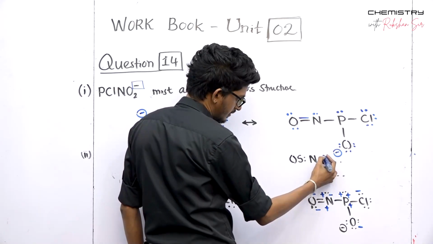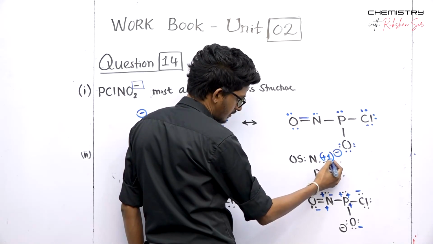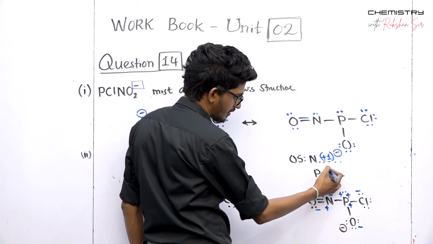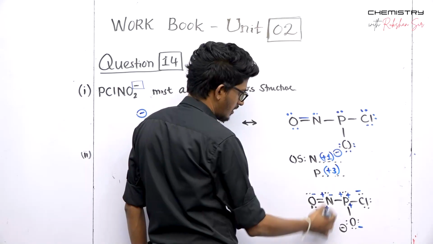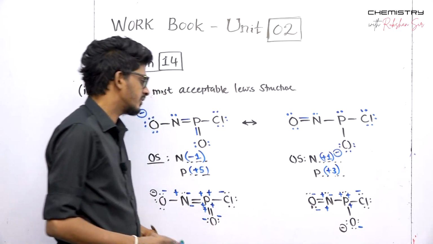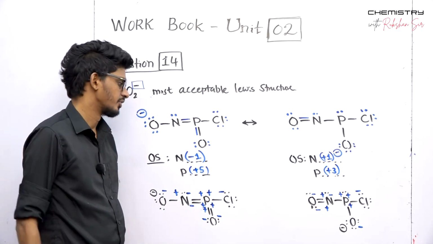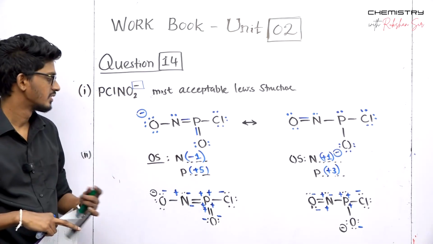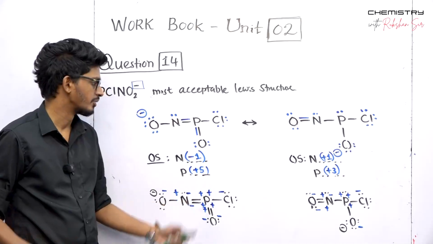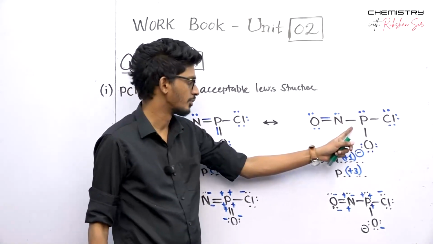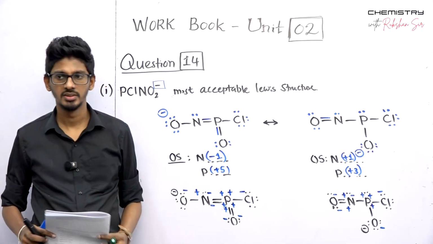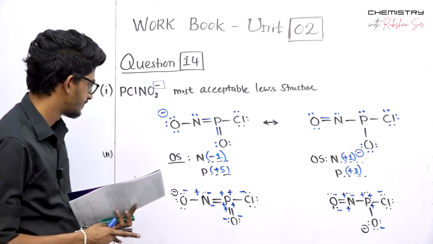It's +1. Here it is +3. Right, that is how it looks. So if you have drawn this structure, these are the two answers for Roman number 2. If you had written this structure for Roman number 1, these should be the answers for Roman number 2. Right? Okay.